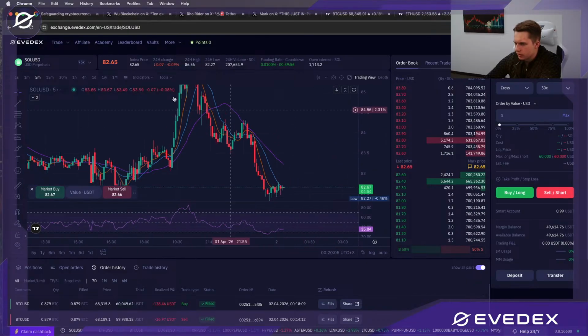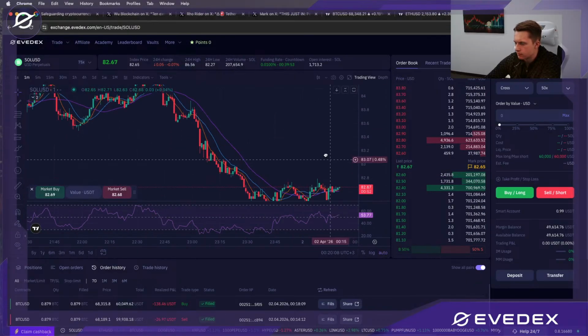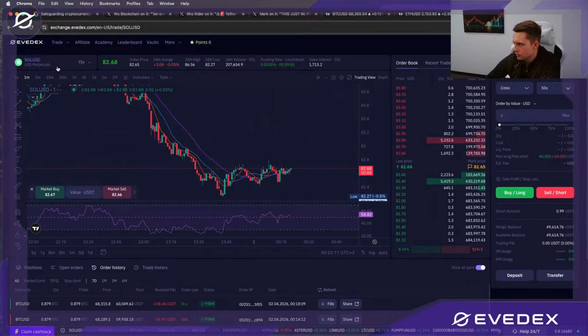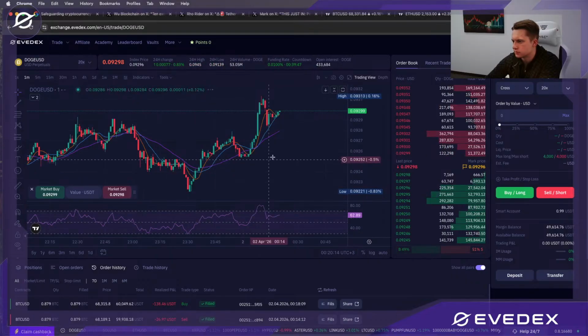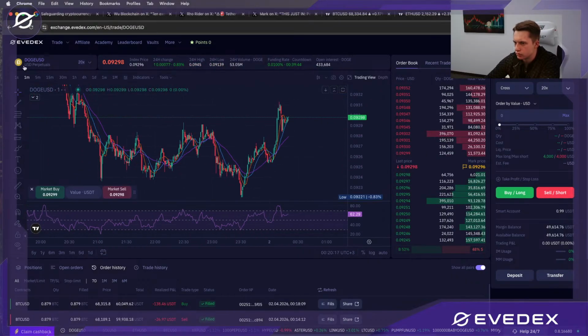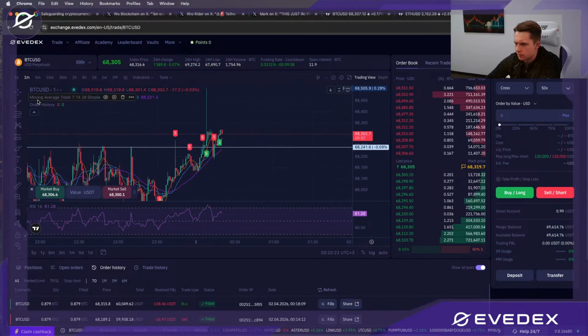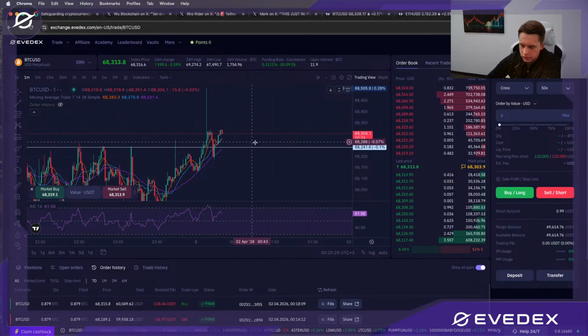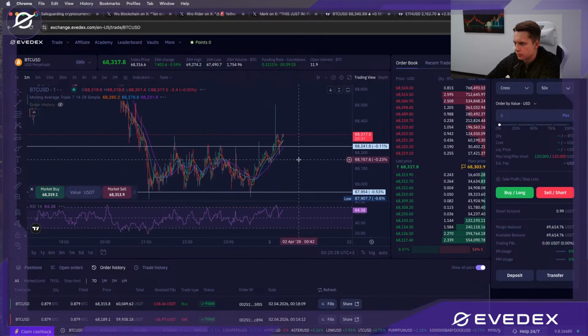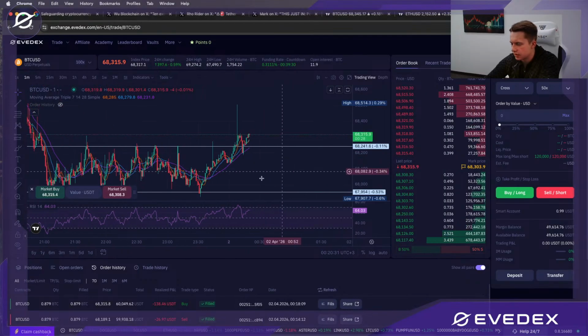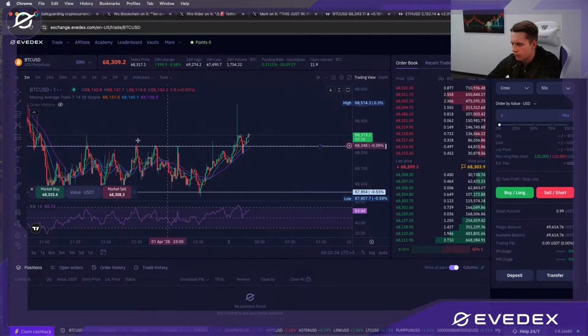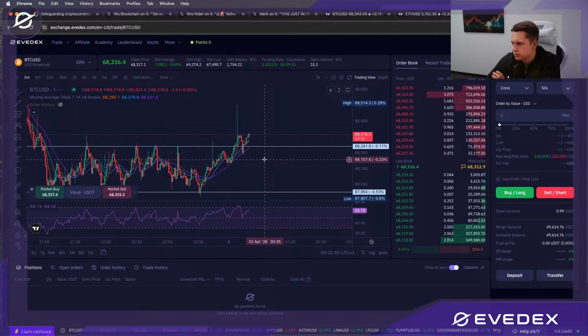Ethereum's looking very choppy at the minute, not gonna lie. Not much movement for Solana, and Doge, not too predictable. So the price has slightly come above our level. It's kind of, I don't know what it's doing right now. So we'll wait and see where that price ends up going.